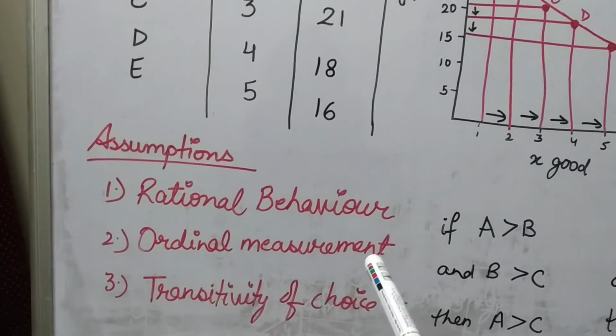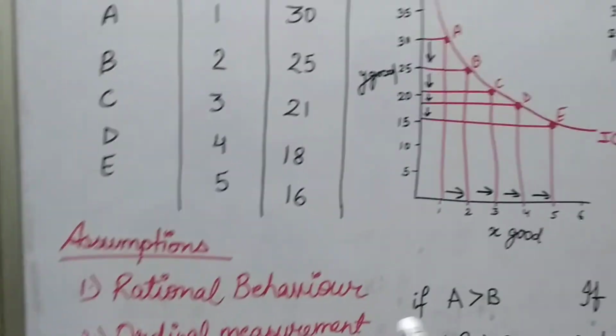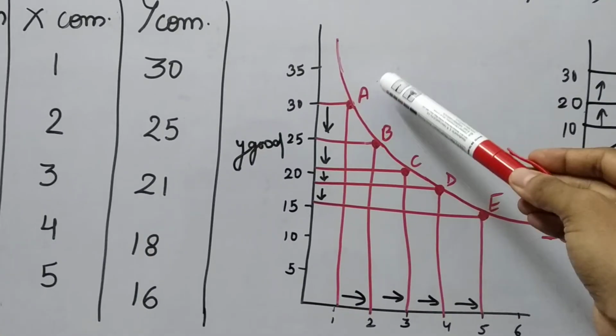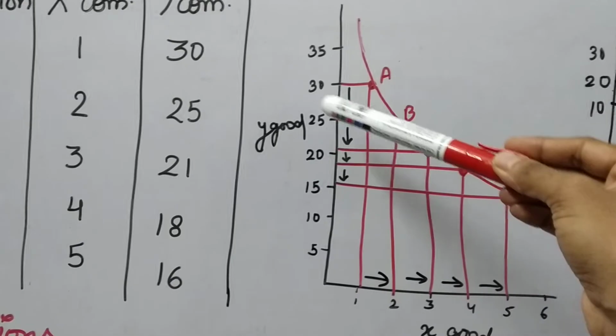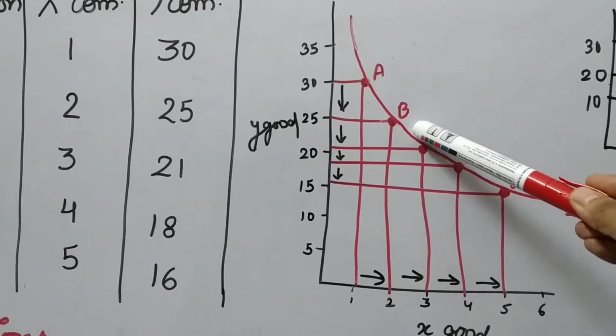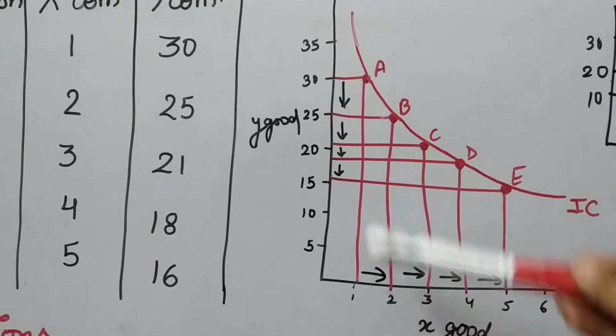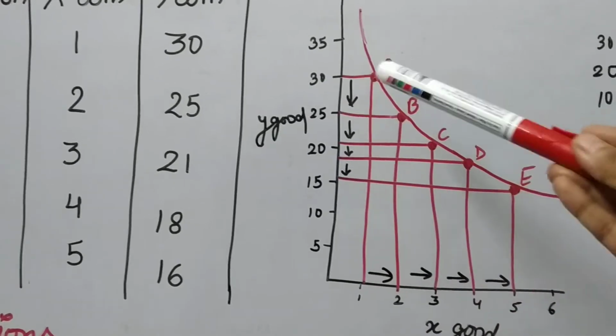The second one is ordinal measurement. Ordinal measurement means first order: at point A he is taking 1 unit of X and 30 units of Y, and at the second point he is getting 2 units of X and 25 units of Y. So he is giving order.